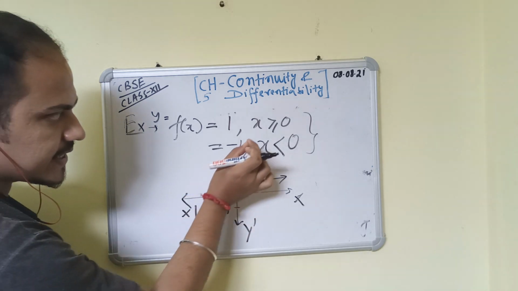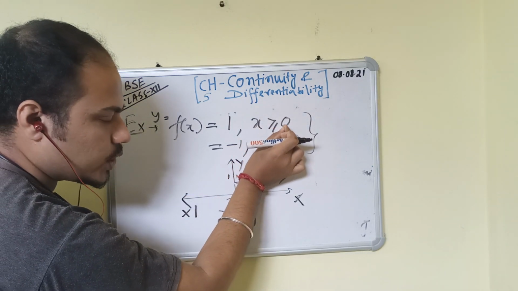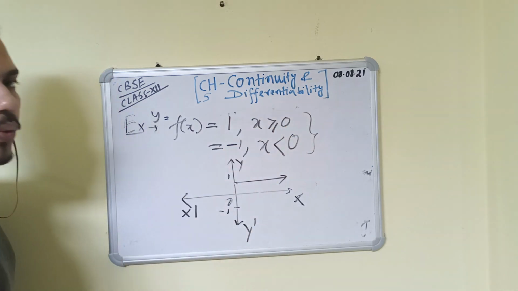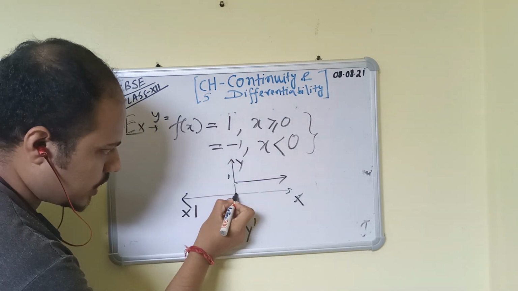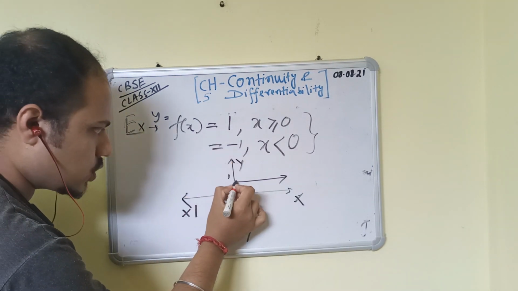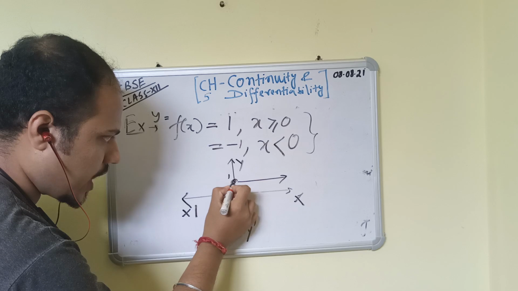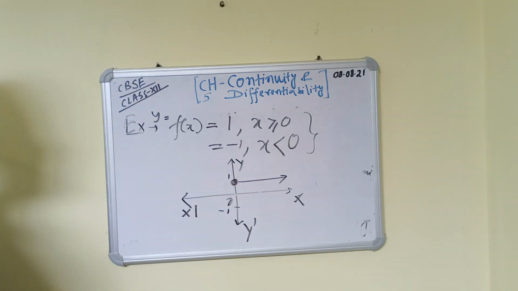Before that, look at this, x greater than or equal to 0, that means 0 is included. So when x equals 0, the value of the function is also 1. So that's why you have to draw a dark circle here.